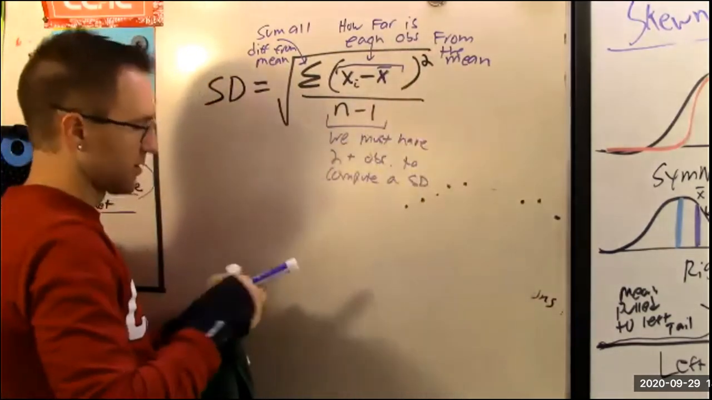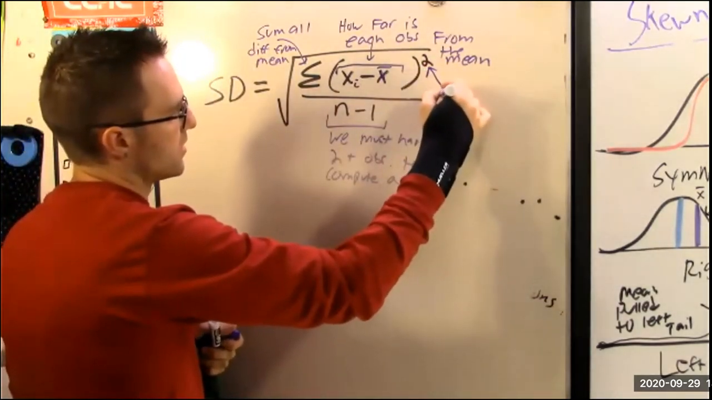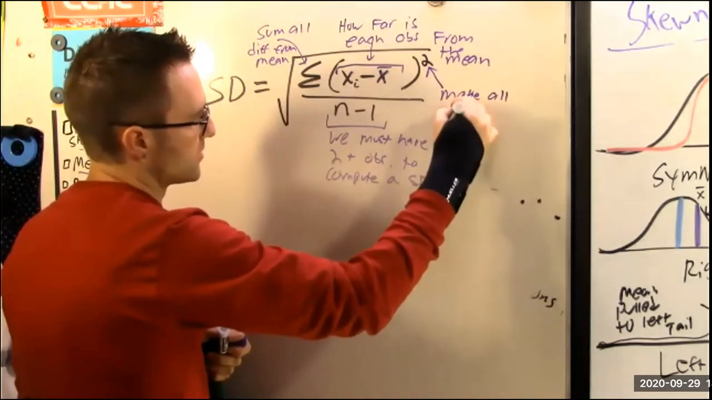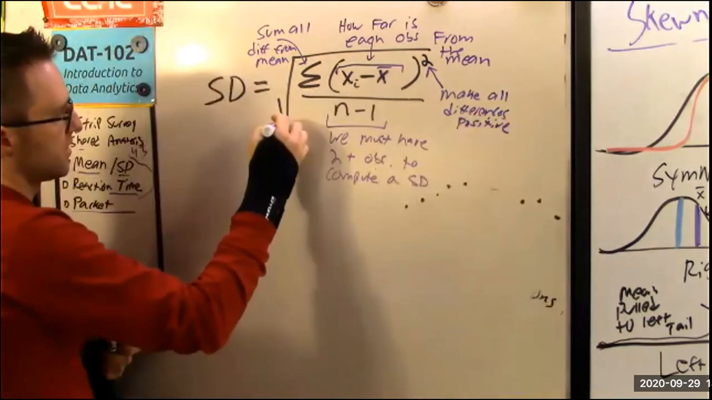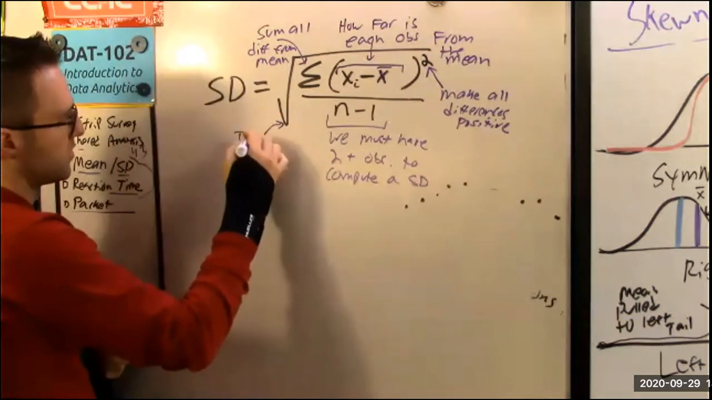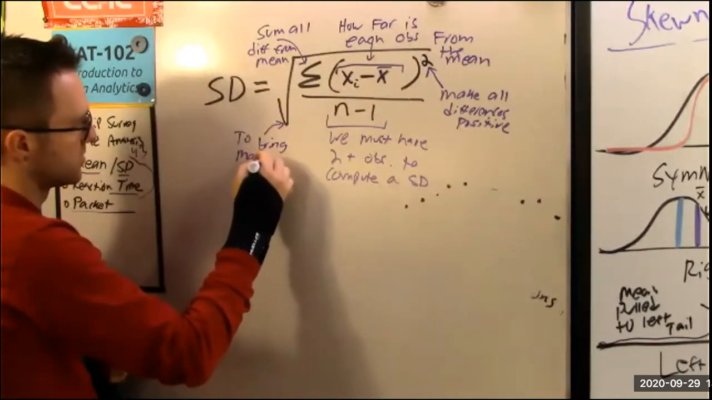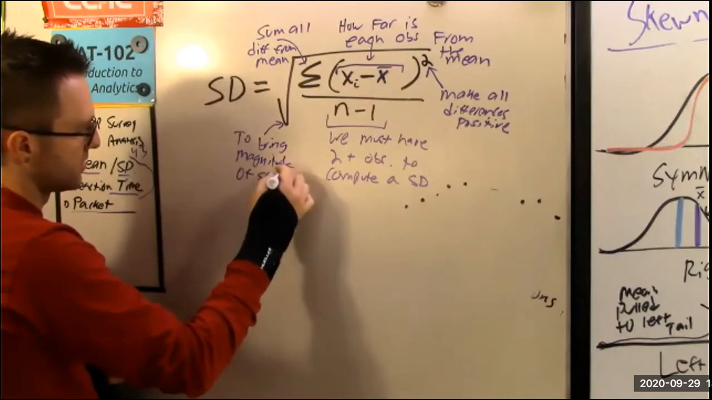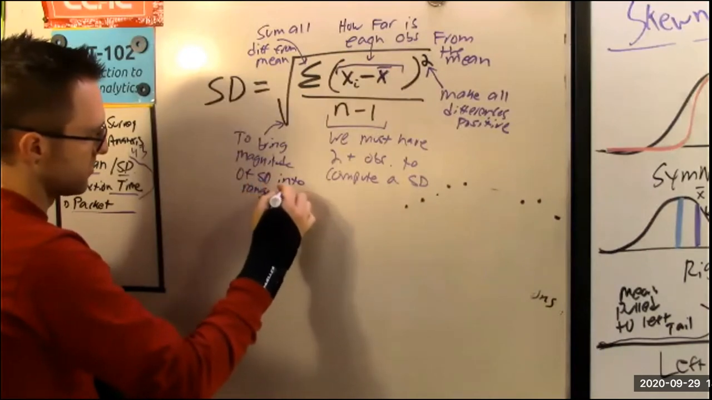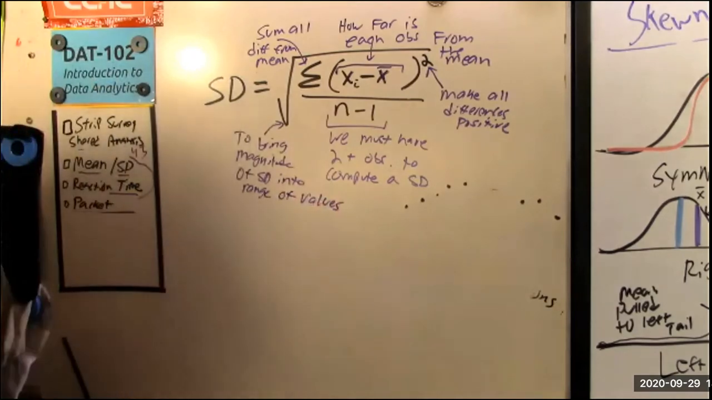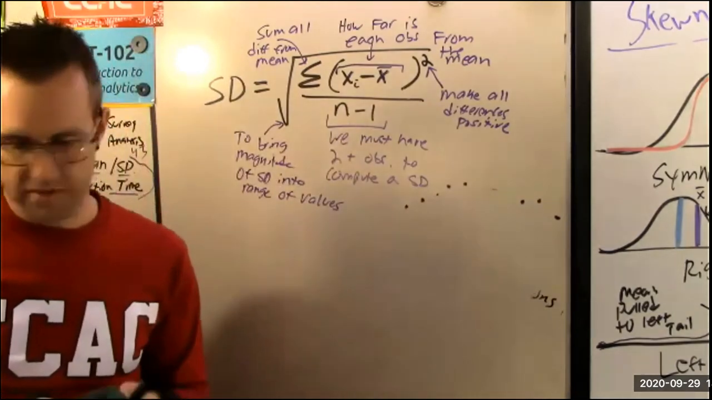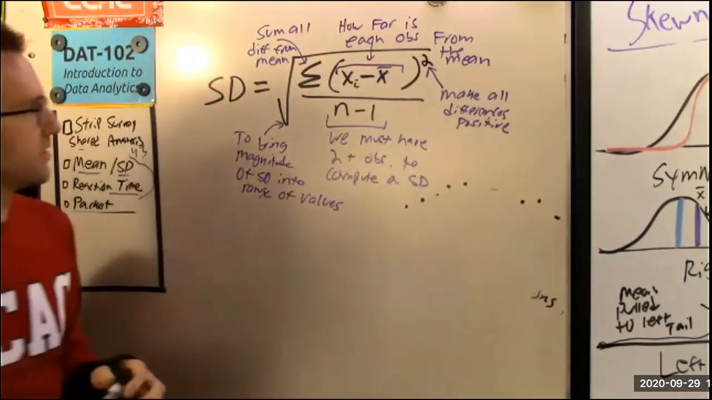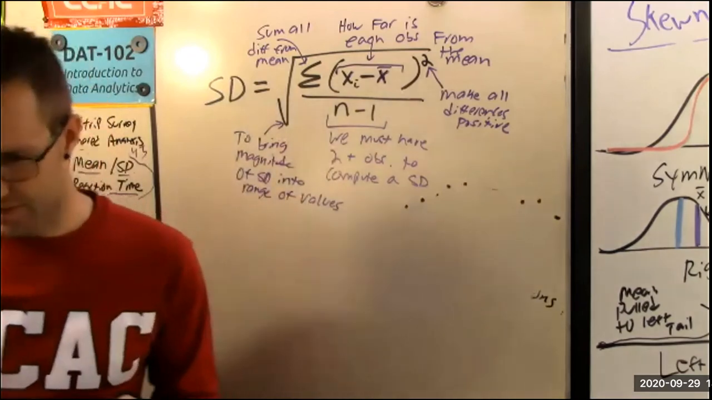So we can annotate the square to make all differences positive. And we take the square root to bring the magnitude of SD into range of the values. Sometimes without the square root, we call that quantity the variance, which is used in some statistical formulas. So the standard deviation formula might look like it has a bunch of pieces, but the explanation is remarkably intuitive when we start tinkering with the actual data itself.